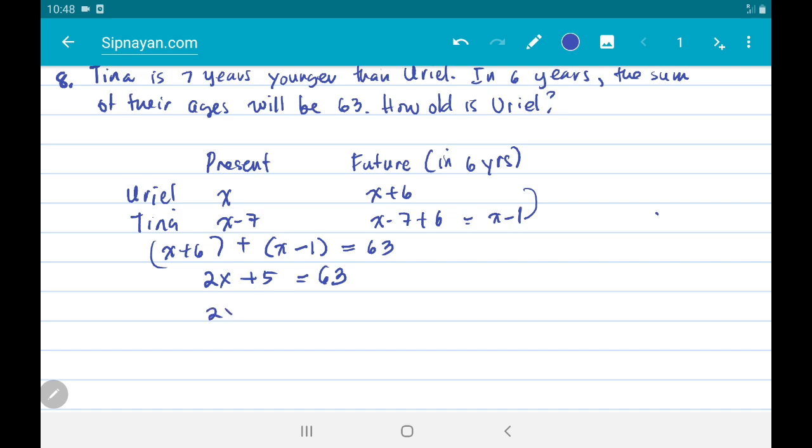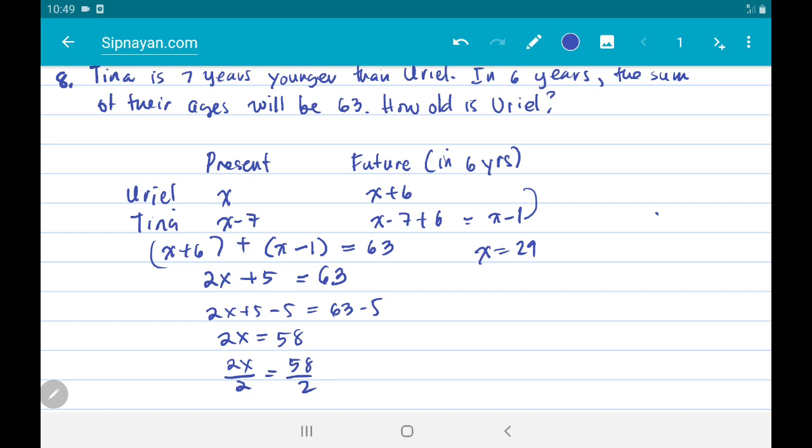Tatanggalin ko yung 5. 2x plus 5 minus 5 is equal to 63 minus 5. 5 minus 5 is 0, meaning 2x na natira sa left-hand side. 63 minus 5 is 58. So, divide by 2. 2x divided by 2, para matanggal natin yung 2. X na matira. So, x is equal to 29.